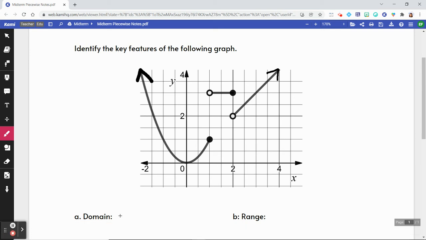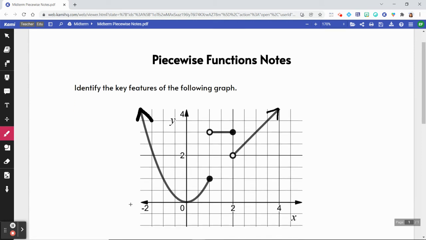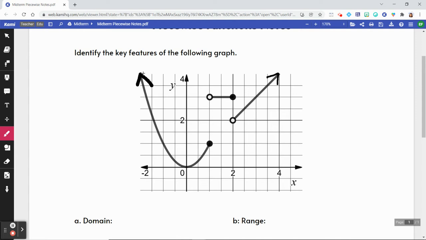Hello everyone. Today's video is all about piecewise functions. So in this video, we're going to take a look at the piecewise function down below here. We see that it's really a graph that's split into three parts.